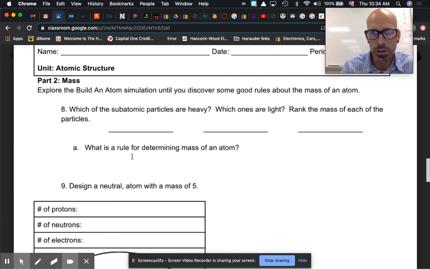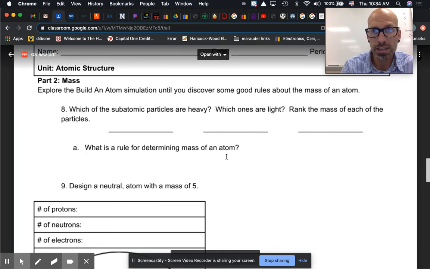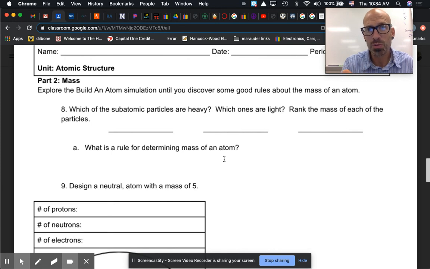So you have to be paying attention to, for instance, what is the rule for determining the mass of an atom? Hopefully you wrote down protons plus neutrons is mass. That would be something in your notes if we were taking notes traditionally. But right now you're discovering this on your own using the simulator. So all those things you're writing down in your comp book are important. That's why I want this in your comp book and not on a separate sheet, so that it is there in your comp book, and that's like your notes now.